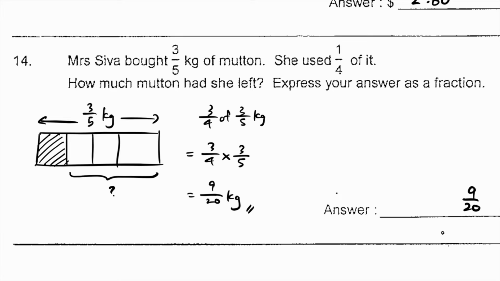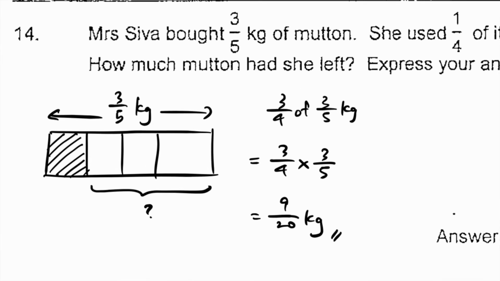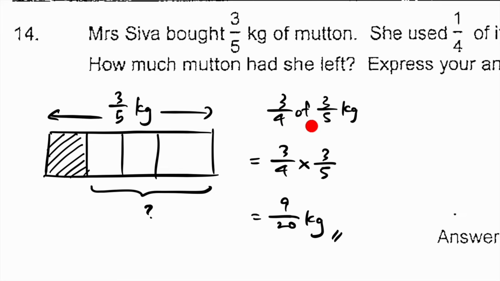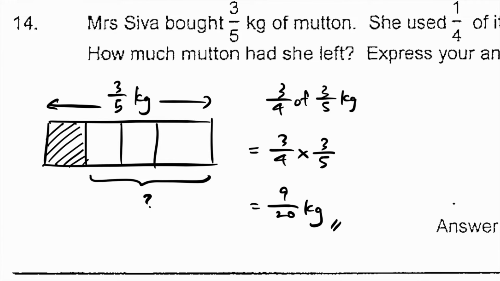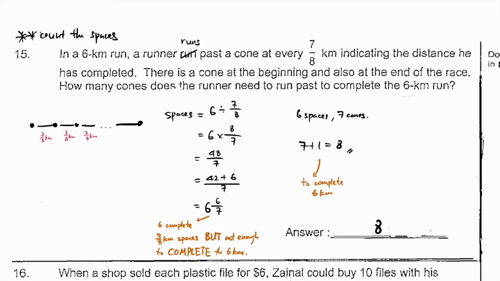So the diagram here represents what's happening. 3/5 of a kilogram at first. She used 1/4 of it, leaving her with 3/4. This is a multiplication question actually. So what is 3/4 of 3 over 5 kg? That is 3 over 4 times 3 over 5. Anything to simplify diagonally? Nope. So 3 times 3 is 9, 4 times 5 is 20. And the answer is in kilograms.